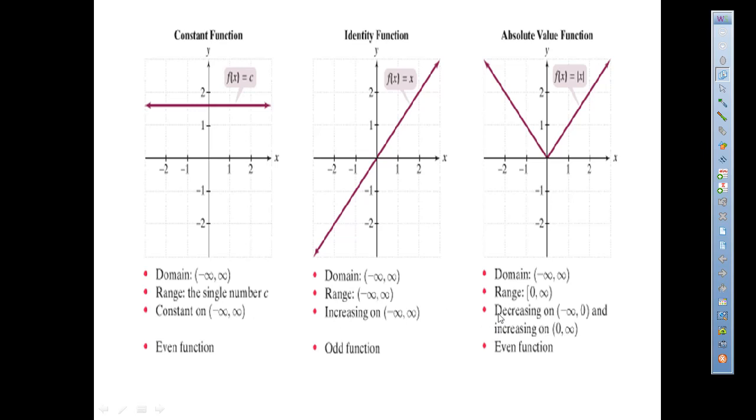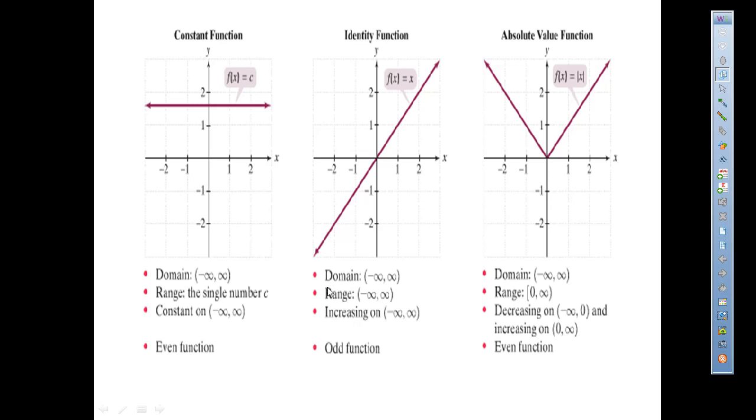Now these are the properties for the base graph, the parent graph. Transformations that you may do can change these values for the domain and the range, and where it's increasing and decreasing, et cetera. So these are the properties for the base graphs, and you need to know what they are. You don't need to memorize them, but look at them and recognize them.